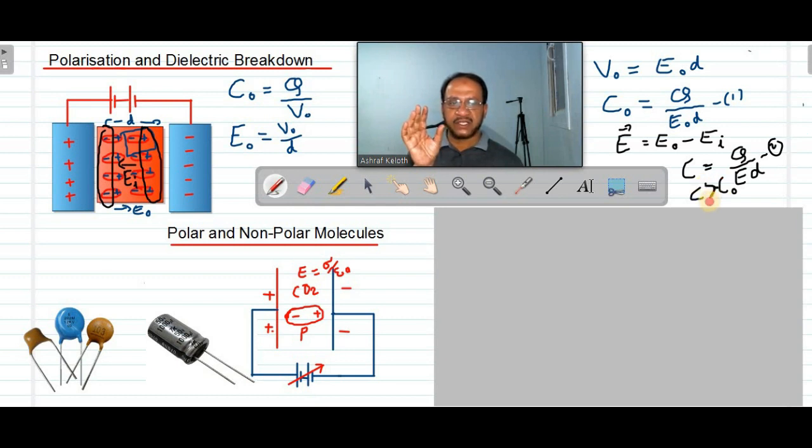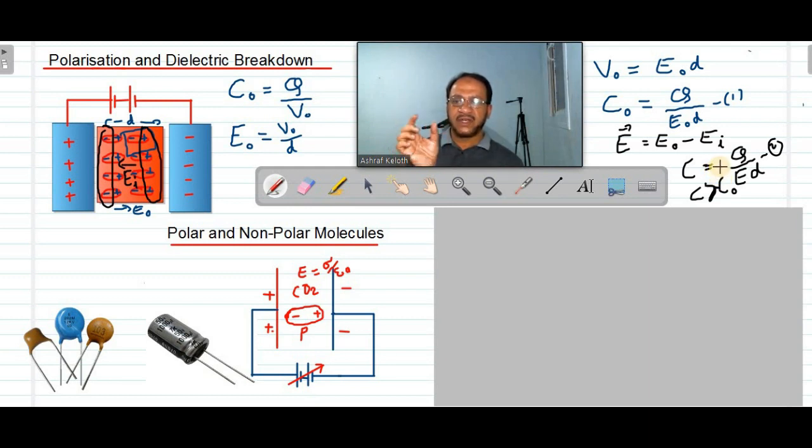Here C is greater than C0, meaning capacitance with the dielectric is more than capacitance without dielectric, because of which phenomenon? Polarization. When a dielectric slab is introduced between the plates of a capacitor, the dielectric material gets polarized, and due to the induced polarization, an electric field develops inside the dielectric slab. That induced electric field EI is opposite to the electric field due to the charges on the plates of the capacitor, that is E0, and the net electric field will be E0 minus EI, meaning the net electric field between the plates decreases.